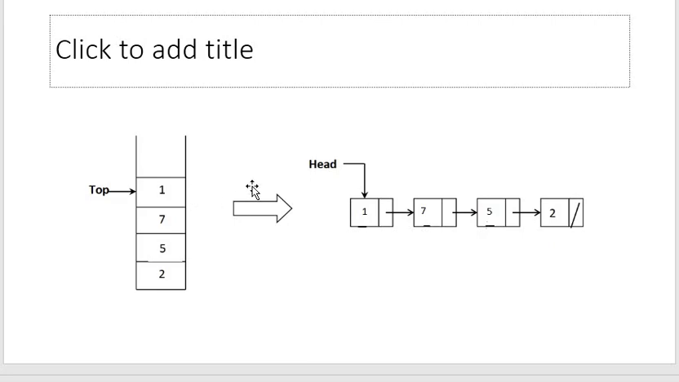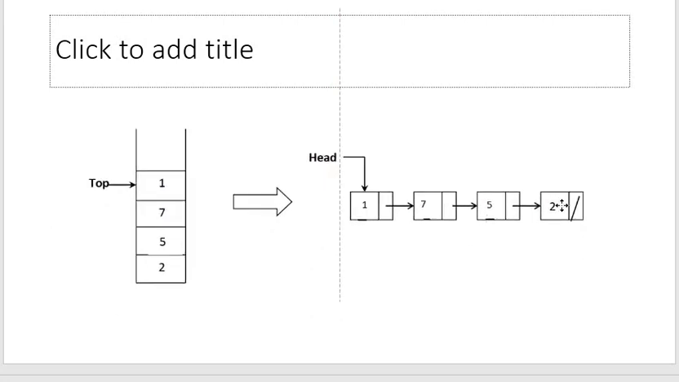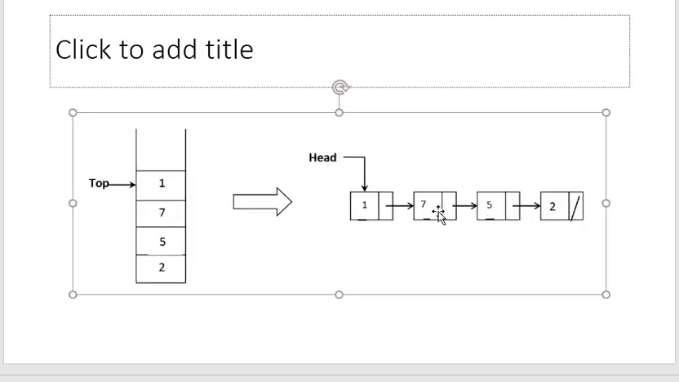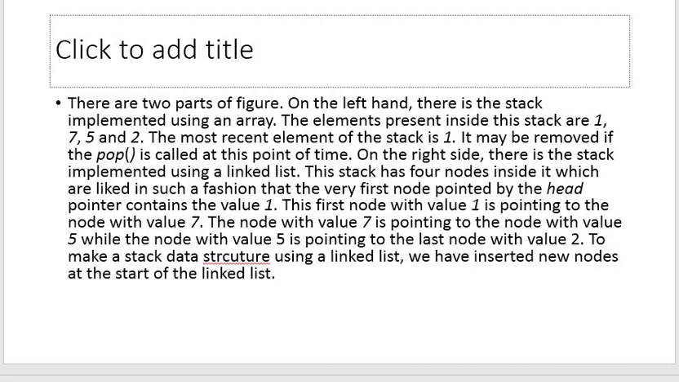So in the linked list, the head will be just like a top, and it will be the first element. Inserting, the 2 will be the first, then the 5, then the 7, and then at the end the 1 element. So there are two parts of the figure.